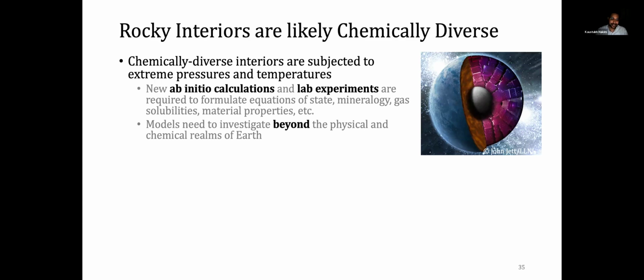So what we really need in the community is a lot of ab initio calculations for not only Earth-like scenarios but chemically diverse scenarios, and also high pressure-temperature experiments. These models really need to go beyond the physical and chemical ranges of Earth. I think the community is trying to go there, but we need to do much more.